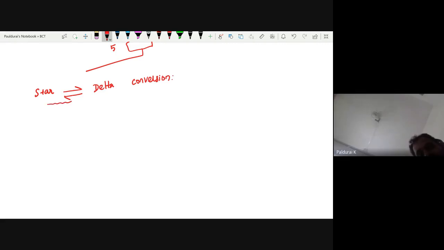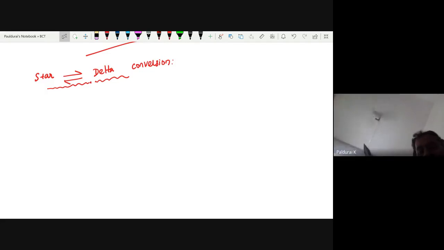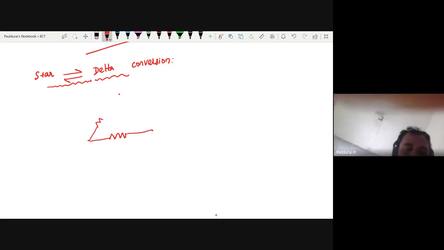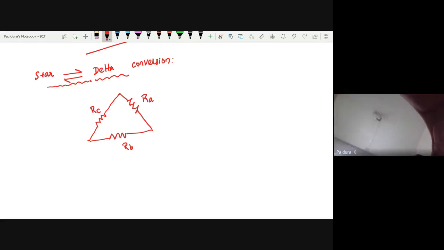It's quite an interesting topic. I hope you guys will enjoy. So you know what is star, you know what is delta, right? Let me draw. First, how will the delta look? We are going to play with 3 resistors. Make the delta form with the help of these 3 resistors. Take this as some RA. Then clockwise, take this as RB. Take this as RC. 3 resistances. So this is my delta.